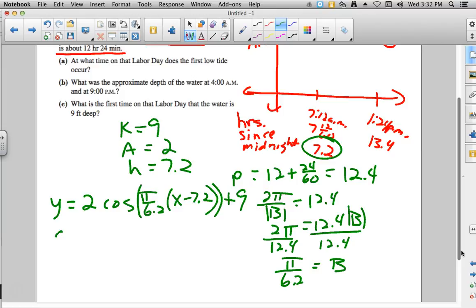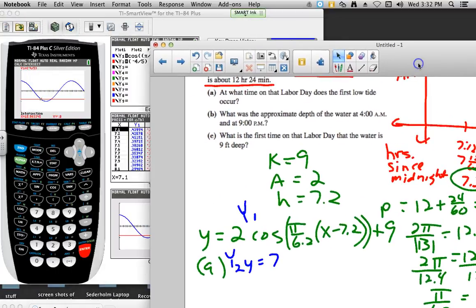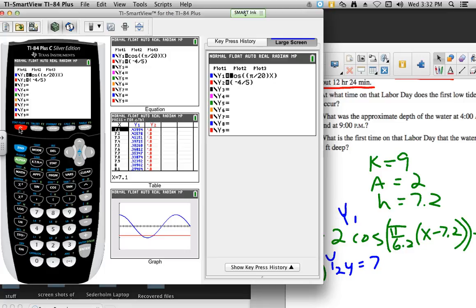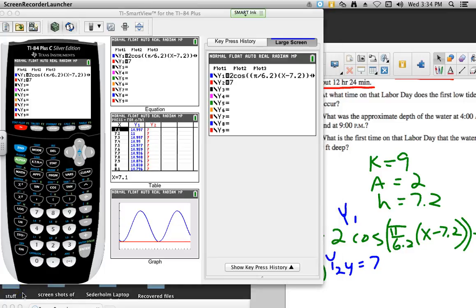Okay, so part A says, at what time on that Labor Day does the first low tide occur? Well, we want to know when is the Y value at the lowest value, which is 7. So we want to know when is Y equal to 7. We're going to do that with the graphing calculator. We'll make this Y sub 1, we'll make this Y sub 2, and we'll figure that out. In fact, we need it for some of these other questions as well. So I'm going to punch this in and be right back. Punched in and ready to go. And what we wanted to figure out was when that first low tide occurred, and that was at 7.